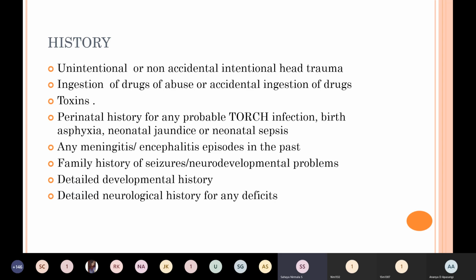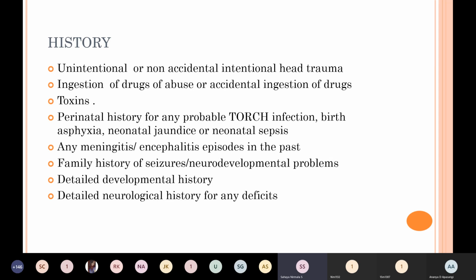To know a bit of etiology, you need to know whether there is any preceding trauma, whether the child has any fever during the episode, whether there is any accidental ingestion of any drug or toxins, or perinatal history, which can give us a clue to whether this child had any TORCH infection, birth asphyxia, neonatal jaundice or sepsis, whether the child had any meningitis or encephalitis-like episodes in the past, whether there is any family history of seizures or epilepsy or any neurodevelopmental problems, and take a detailed developmental history of this child.